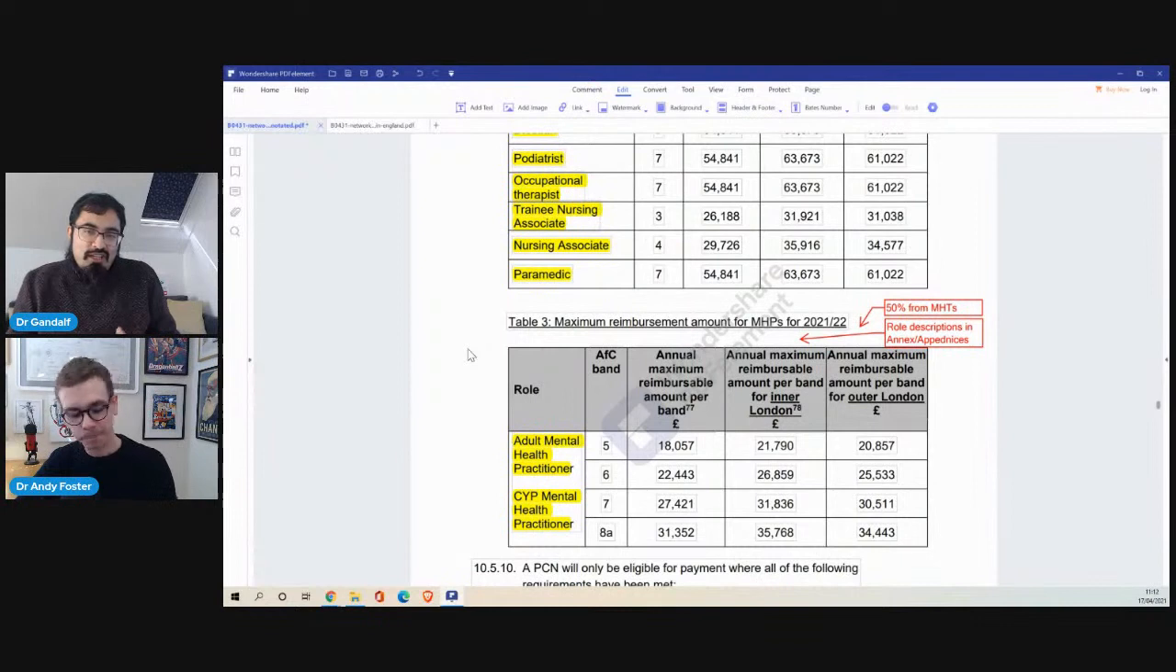So in this financial year, 21 to 22, you can only have 1 whole-time equivalent mental health worker for a PCN up to 99,000 patients. Over that, you can have another one. And then next year it goes to 2 whole-time equivalents, and the following year it goes to 3 whole-time equivalents.